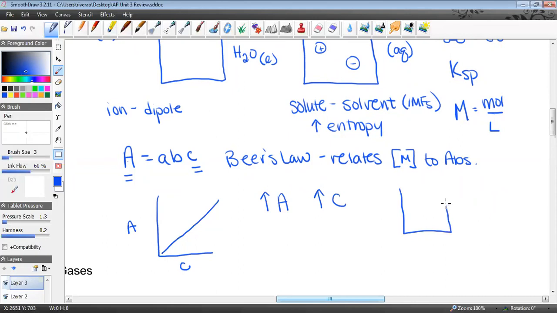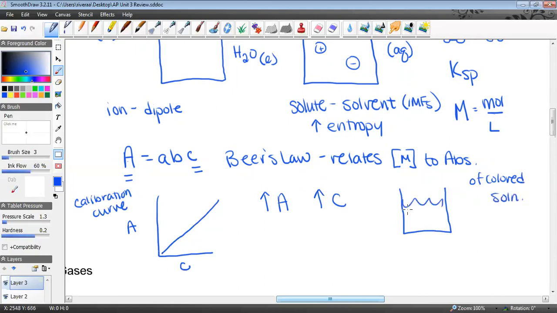Wait, what was the curve called again? It was called a calibration curve. Oh, right. Okay, thank you. Yeah. And now, of course, in order to do this, you guys, you have to have a colored solution. All right, so of colored solutions. Can't do it with colorless solutions.